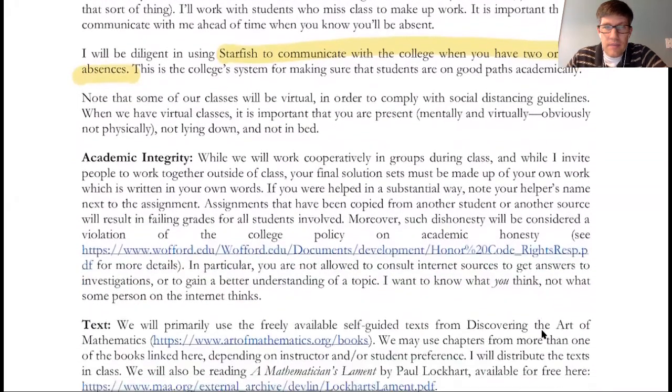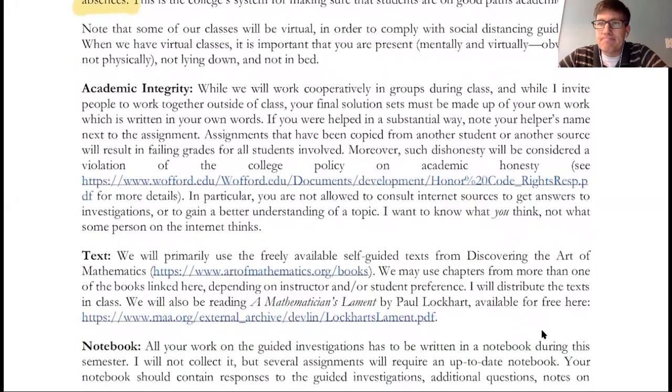Right. Academic integrity, this is about cheating and that sort of thing. So we will work cooperatively in groups during class, and I want you to work together outside of class, but your final solution sets need to be made up of your own work, which is written in your own words. So you don't really need to collaborate on that part of it, right? Writing up your solution set needs to be done by yourself. If you were helped in a substantial way, you need to note your helper's name on the assignment in some way. If you copy from another student or another source, that will result in failing grades for all students involved. Okay, so don't do that.